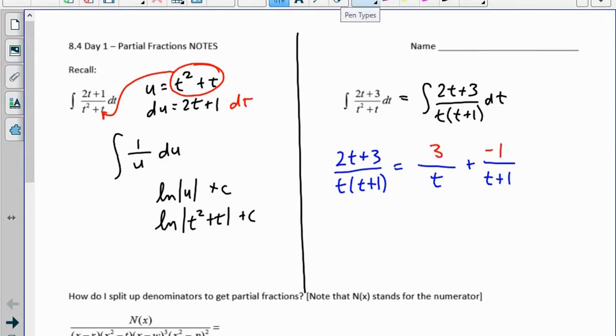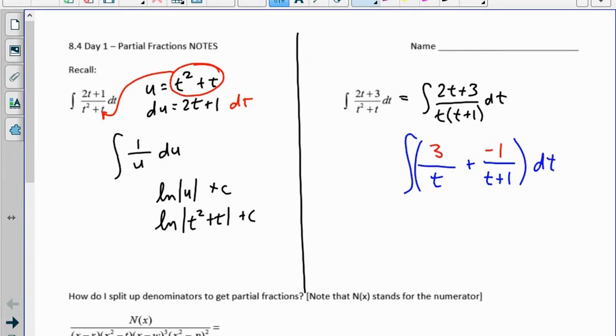So if I notice that, what I can do is I can take this integral and I can rewrite the integral like this. And now this problem is relatively straightforward. So now I just have to integrate this, and I get 3 times the natural log of t minus the natural log of t plus 1 plus c.